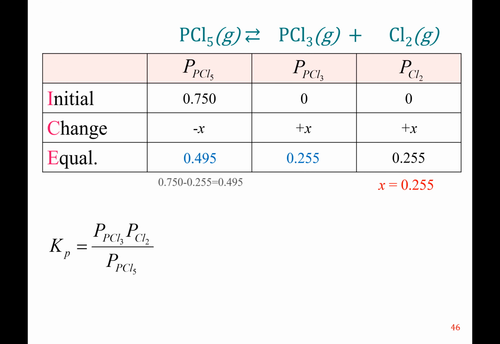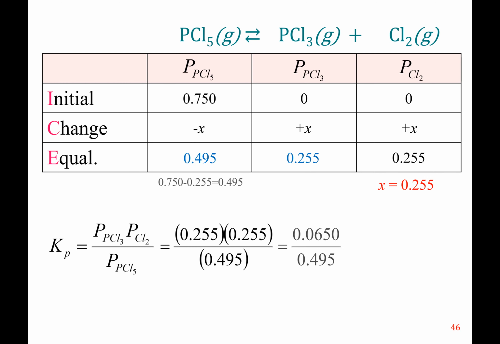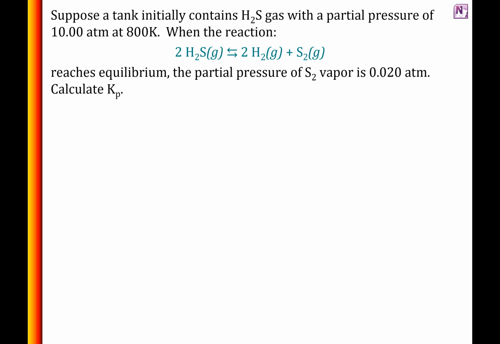We can write our Kp expression. It's the same as writing a Kc, only we're writing in terms of Kp. So the pressure of PCl3 times the pressure of chlorine gas over the pressure of PCl5. Always products over reactants. Everything has a 1 for a coefficient, so nothing is squared. Just fill in your numbers, and you end up with 0.131 for a Kp. So very much a similar process, just talking about pressure instead of concentration.